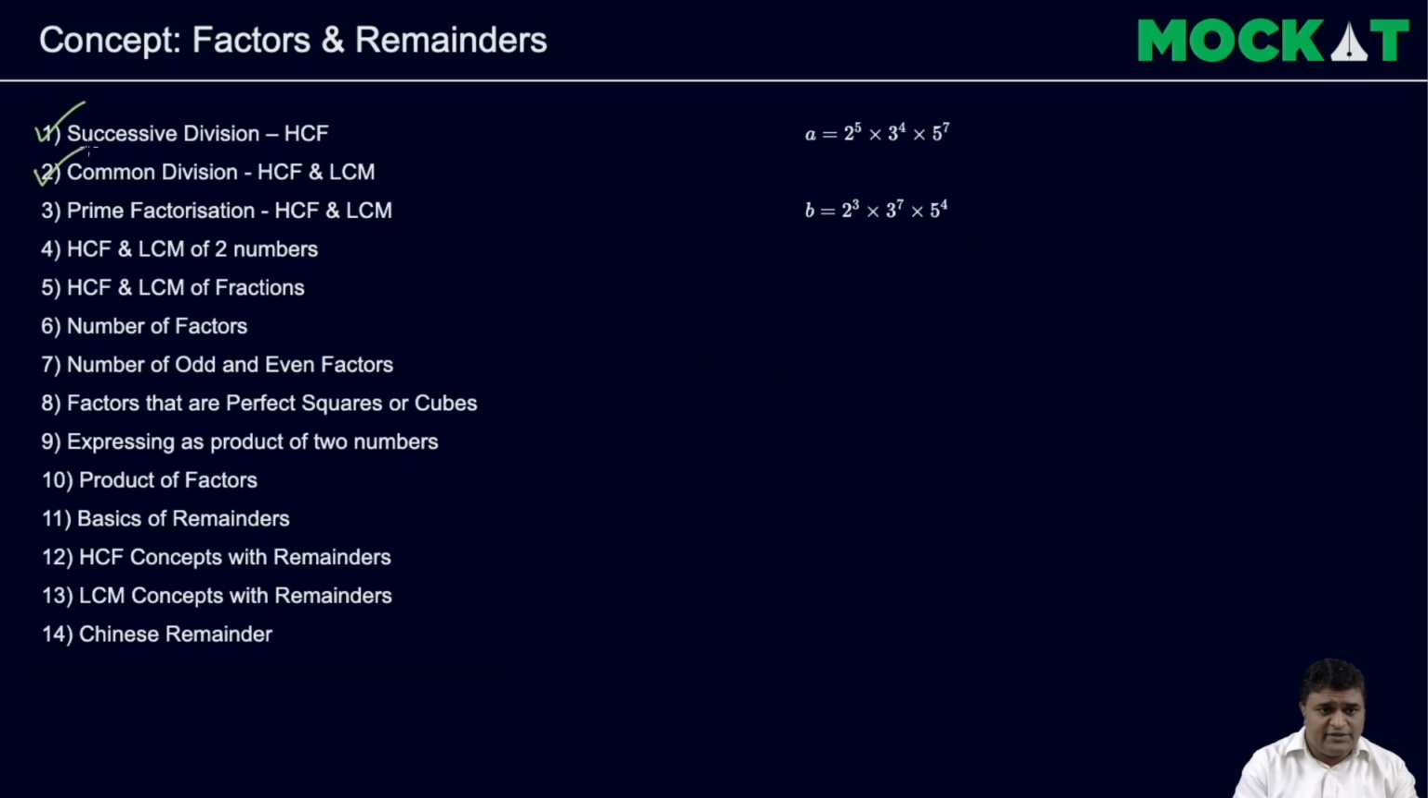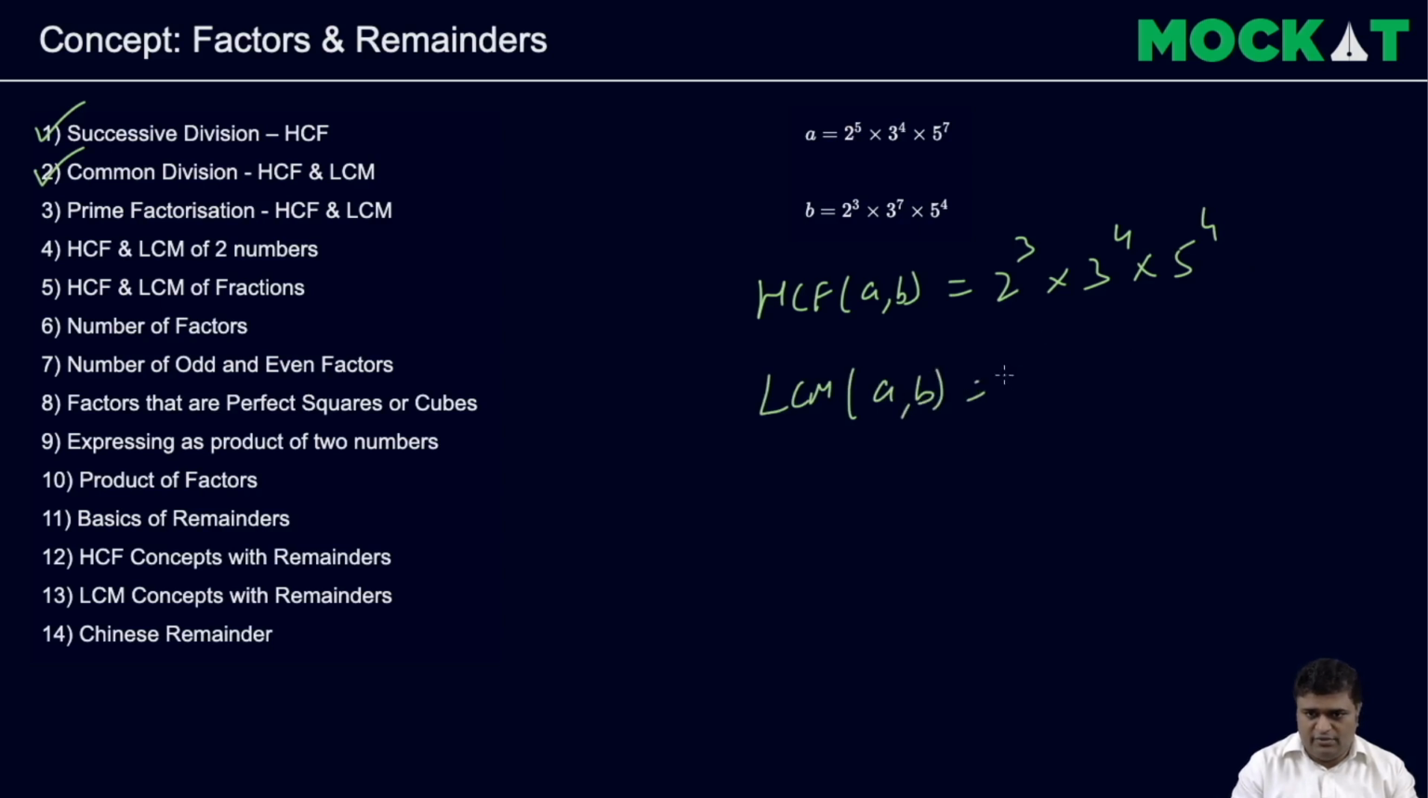The prime factorization method is generally used where you can prime factorize and write them with ease. So the HCF of two of these numbers, let's say A and B over here, we have to take the smallest powers for each of the primes. So for 2, the smaller power is going to be 3, so 2 cube, into, in the case of 3, it's going to be 4, into 5 power 4. The LCM in this case, we're going to take the larger powers, which are going to be 2 power 5 into 3 power 7 into 5 power 7.